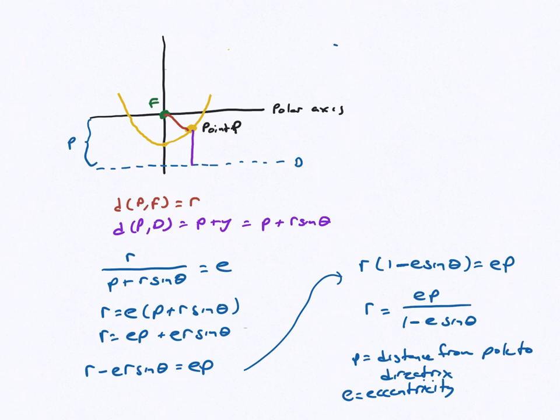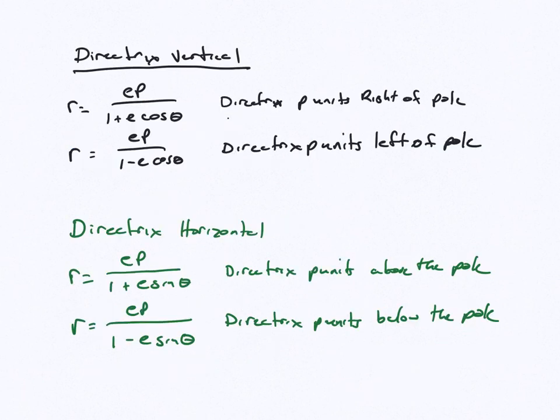Let's go take a look at those now. So here's what we got. When we have a vertical directrix, then we're going to be using one of these 2 equations here. R equals EP over 1 plus E cosine theta. We're going to use that when the directrix is vertical and P units to the right of the pole. And it makes sense because that's positive there, because to the right would be positive, to the left would be negative. And where it's P units to the left, we're using that negative one. So EP over 1 minus E cosine theta.